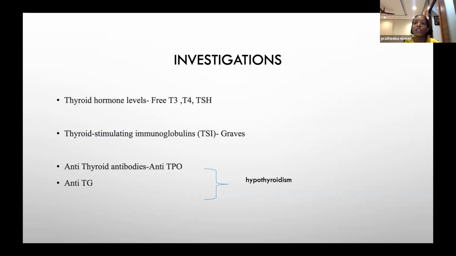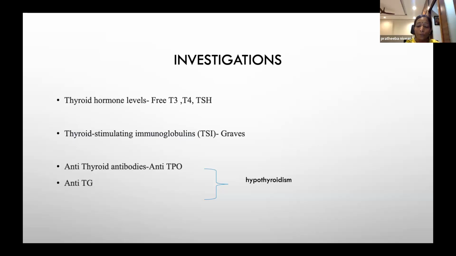Then what are the investigations we have to do? As I already told, the modifiable risk factor for progression is the thyroid level. So the free T3, T4, TSH have to be monitored at every visit. And these days, the laboratories have also become sophisticated with antibody titer evaluation.